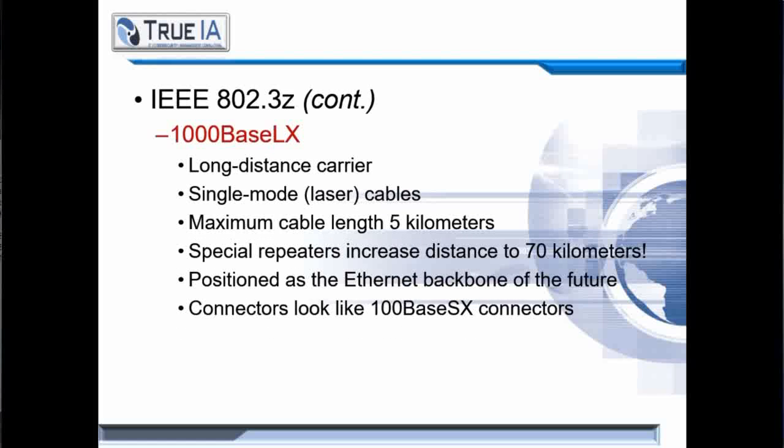For longer distances, we have the 1000 base LX standard. It is a single mode fiber, so it uses a laser to carry your data. It has a maximum cable length of 5 kilometers. Now, if you need to go farther, you can purchase special repeaters that will increase that maximum distance up to 70 kilometers. This is what you will typically find as the Ethernet backbone.